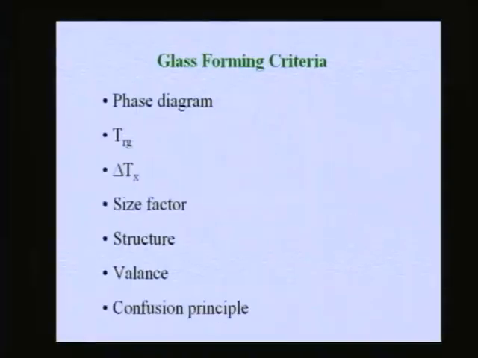So, this is one, and the final thing is the confusion principle, which is one of the very common features nowadays in most of the new glasses that are formed, which are called bulk metallic glasses. Bulk metallic glasses are those where the glass can be obtained in bulk form.